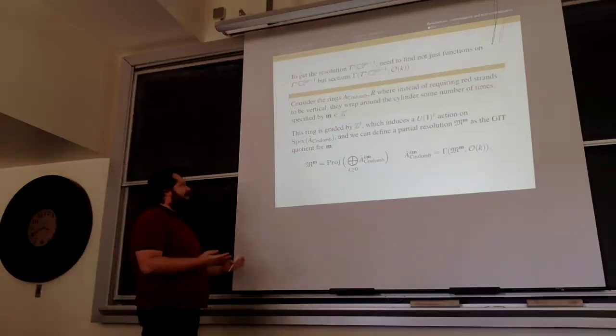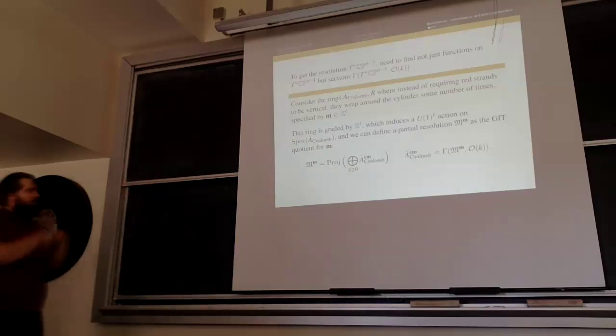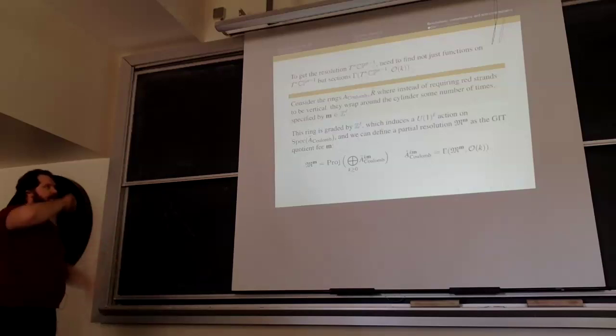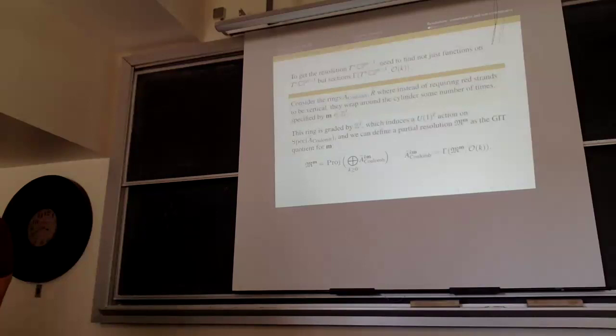The easy way to say this is that I extend my KLR algebra by, instead of saying that my red strands are vertical, I say that they wrap, each one of them assigned a number of times to wrap around the cylinder. My assignment I capture in an element of Z^L, where L is the total number of red strands. So this gives me a graded ring, where I just do stacking for composition again.